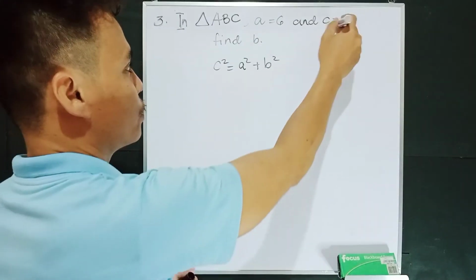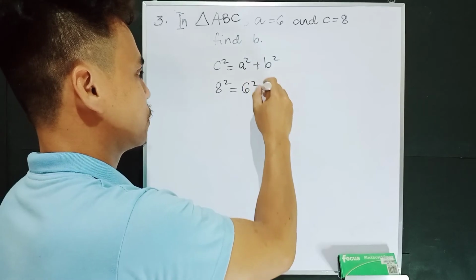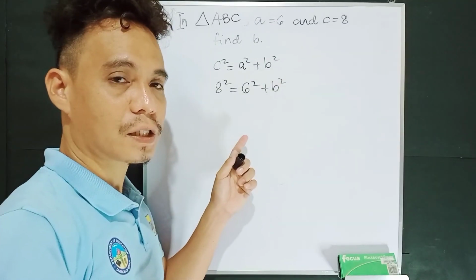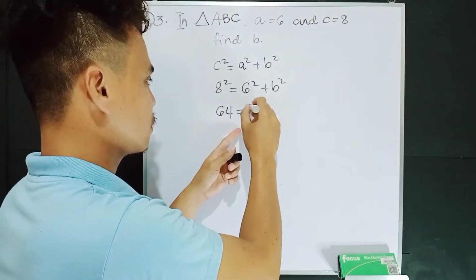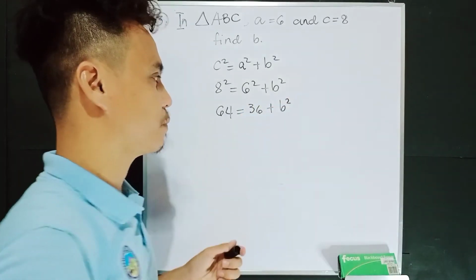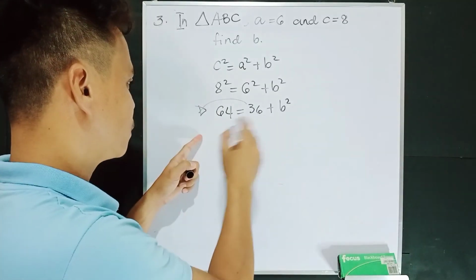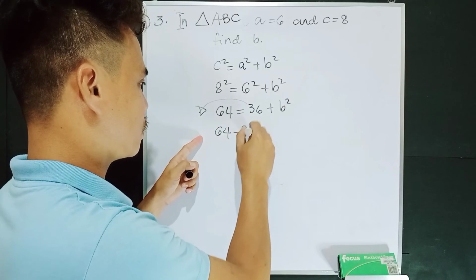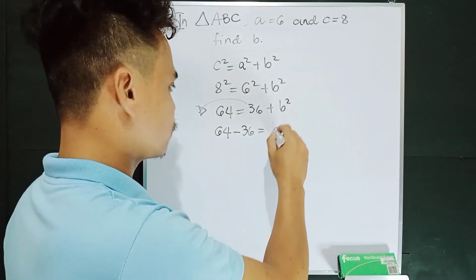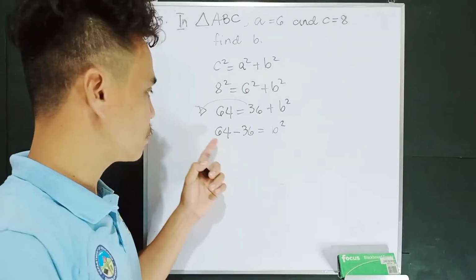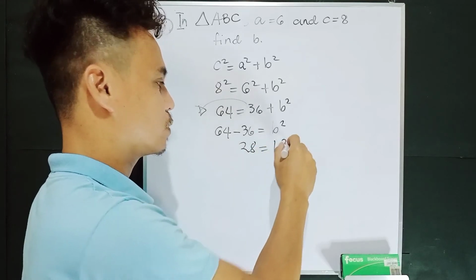So, gagawin natin is, your C squared is 8 squared is equal to your A there is 6 squared plus B squared. So, perform lang natin yung operation. So, 8 squared is 64 is equal to 6 squared is 36 plus your B squared. I hope na nasundan guys, no? So, gagawin natin, transpose lang natin yung 36 to the other side of the equation. So, magiging 64 minus 36. Naging negative na po siya since nilipat natin sa kabilang side is equal to B squared. So, subtract 36 is equal to 28 is equal to B squared.